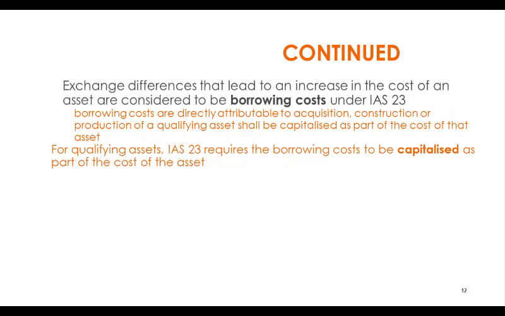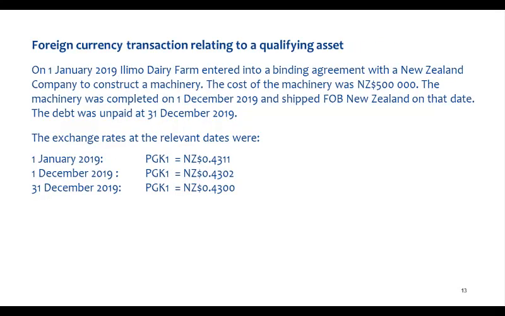Now, as continuation of the discussion, it says exchange differences that lead to an increase in the cost of an asset are considered to be borrowing costs. So for a qualifying asset, IAS 23 requires the borrowing cost to be capitalized as part of the cost of the asset. Alright, this is an example of foreign currency transaction relating to a qualifying asset.